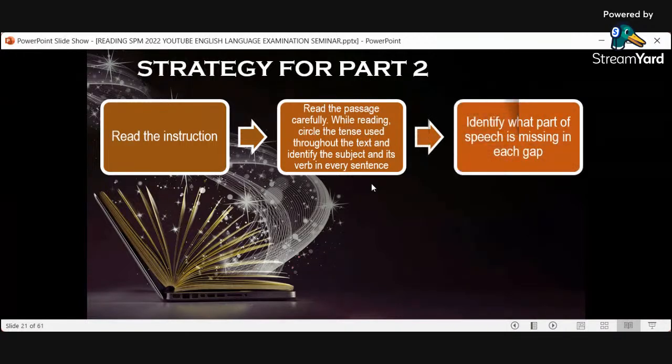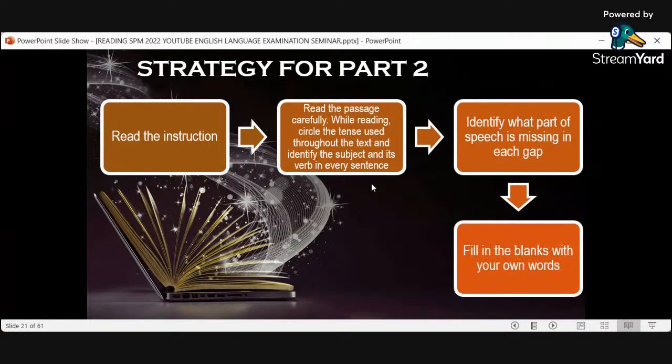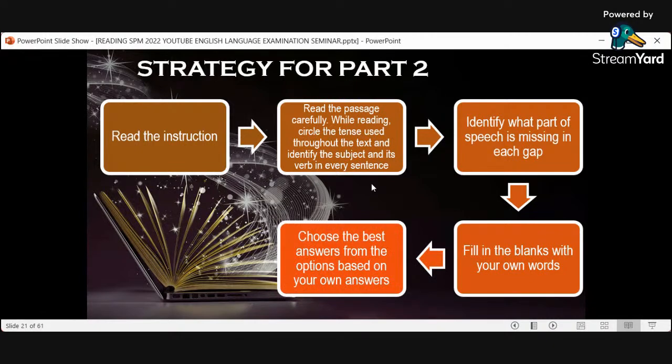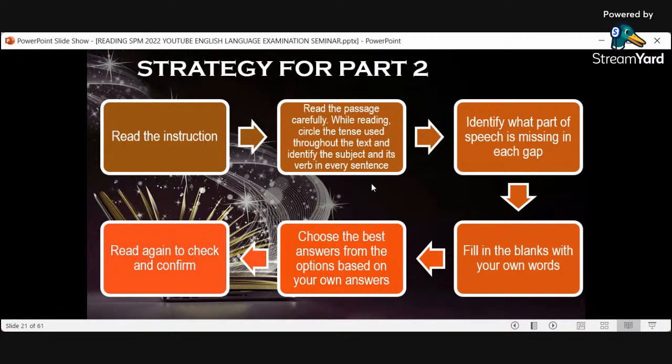All right. Then you identify what part of speech is missing in each gap. This is quite difficult. Hi, morning, Salina. All right. And then you fill in the blanks with your own words. Okay, that's what I always do. Fill in the blanks with your own words first. Then only you choose the best answer from the options based on your own answers. And then again, you check and confirm.